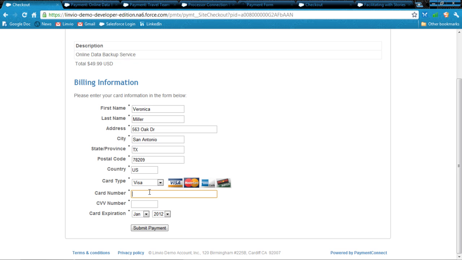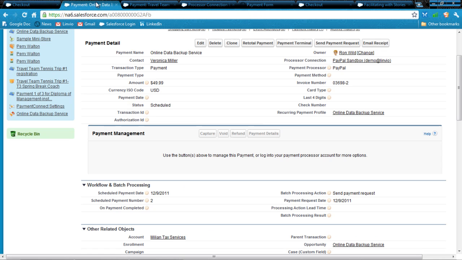At no point is this data being written to Salesforce. This information is being sent to the payment gateway by way of an API. In this particular circumstance, the payment gateway that we're using is PayPal. So the customer who's entering their credit card information is not aware that our payment gateway is PayPal or Authorize.net.